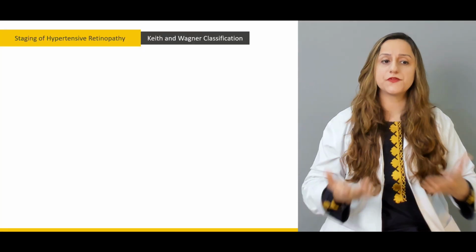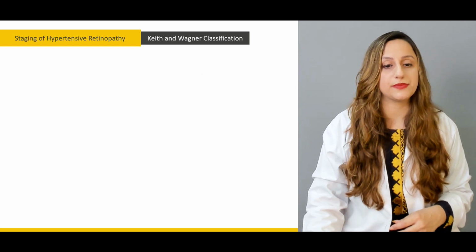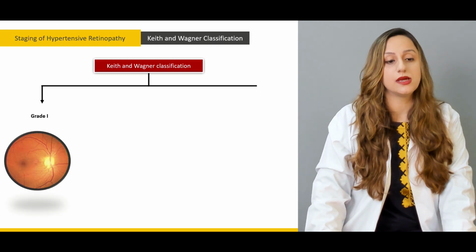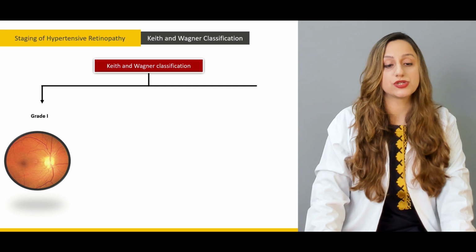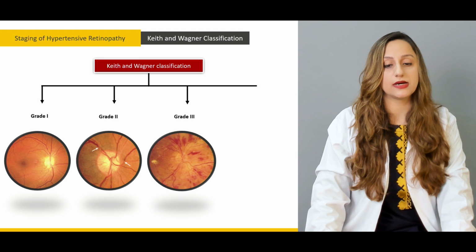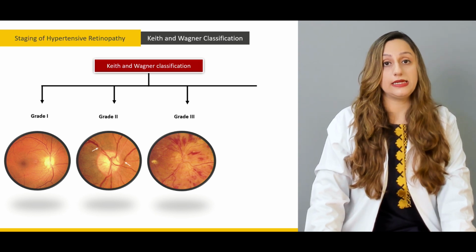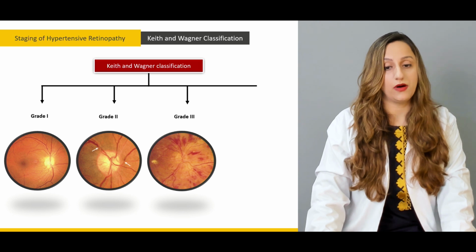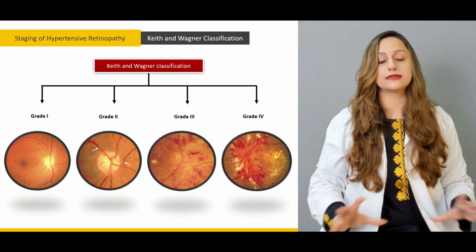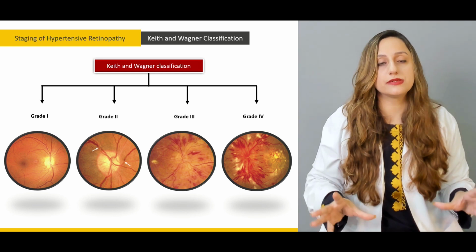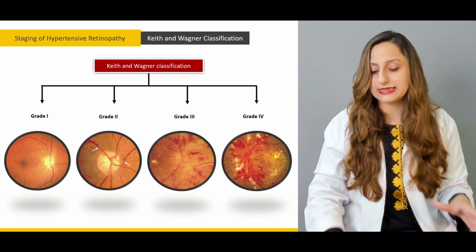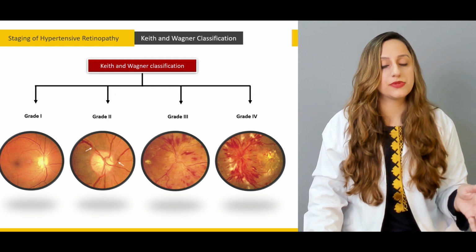We have different classifications towards the staging of hypertensive retinopathies. Mainly, we have the Keith and Wagner's classification, ranging from grade 1, which is mild, grade 2, which is of a moderate kind, grade 3, which is a little bit severe, involving the retina, the macula or the optic nerve, having flame-shaped hemorrhages, and grade 4, which has all the features, having hard exudates, having flame-shaped hemorrhages, and it's the complete severe form of the hypertensive retinopathy.